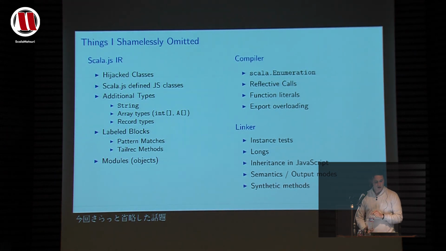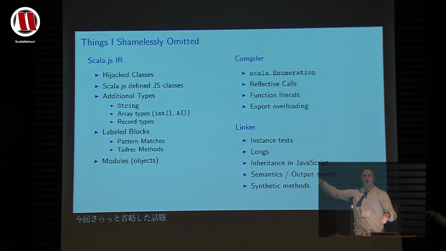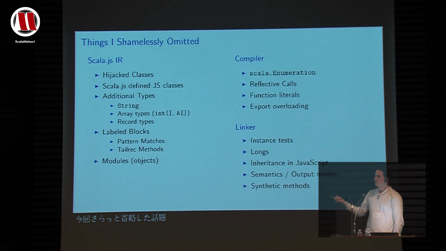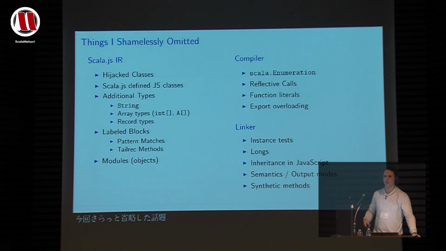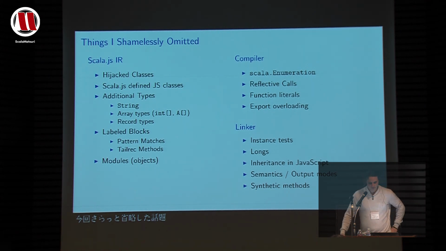And modules, aka objects, as in when you write object something. The intermediate representation actually knows about these, and that's not the case for JVM bytecode. They're implemented as static fields.